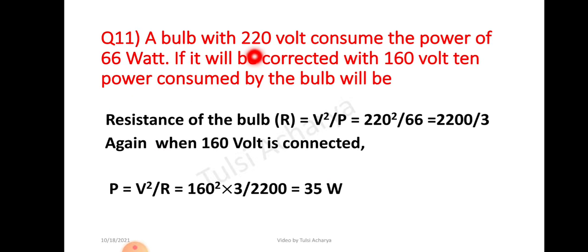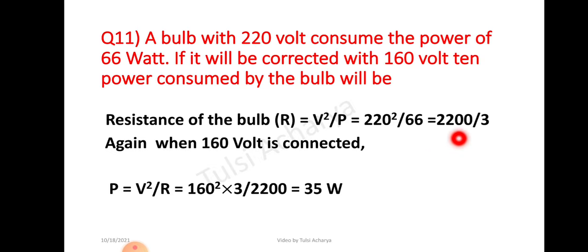A bulb with 220 volt consumes the power of 60 watt. If it is connected with 160 volt, then the power consumed by the bulb will be. In this case, the resistance of the system remains constant. Only we are changing the voltage, so the power consumption is also changing. So we know that R is equal to V square by P. From this V and this P, from these 2 we find R.